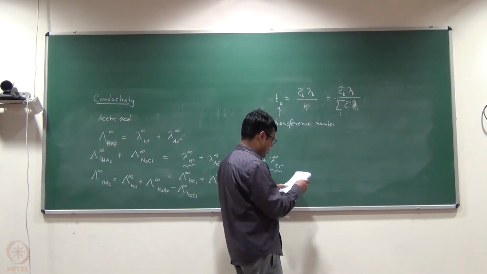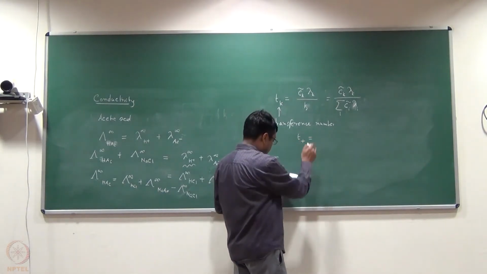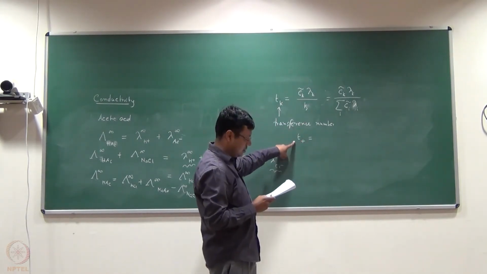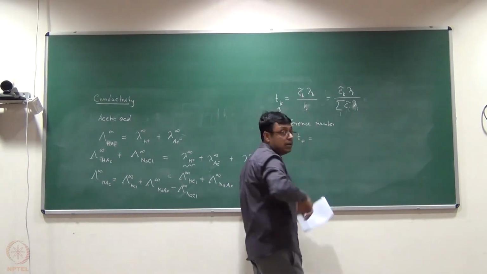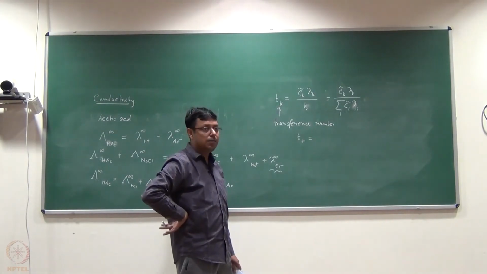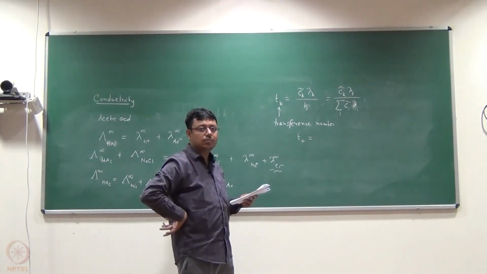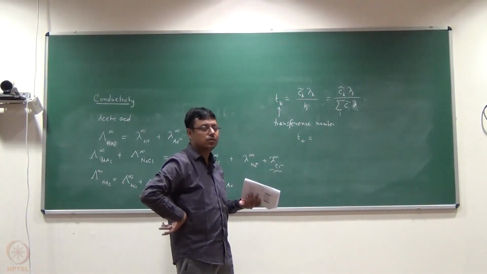Why? Because let's say I have a cation transport number. Now for the cation, how do I write it? T plus. So T plus will be nothing but, this is basically a conductance ratio, right? So what will be T plus? Anybody? It will be nothing but mu plus lambda plus divided by the total conductance.